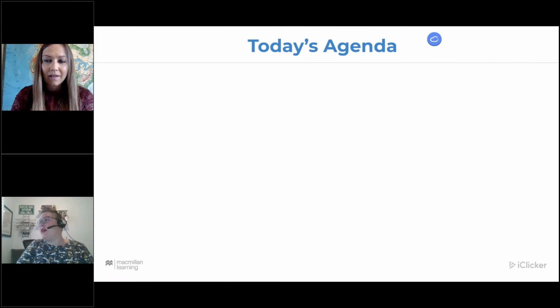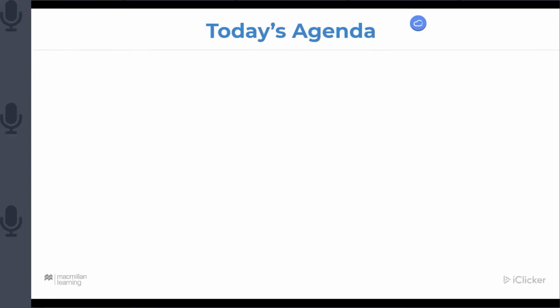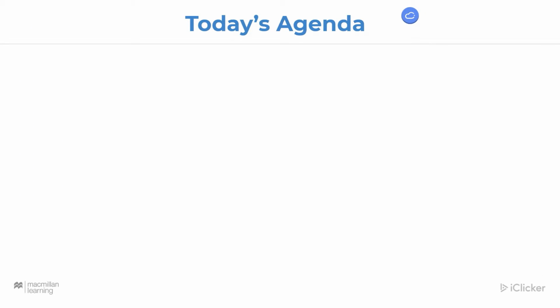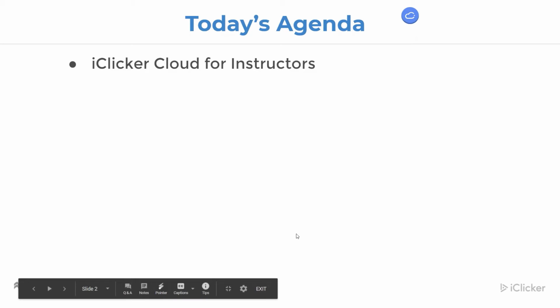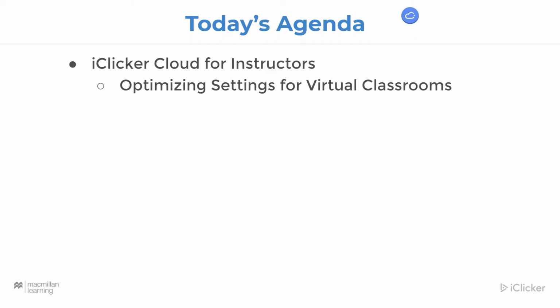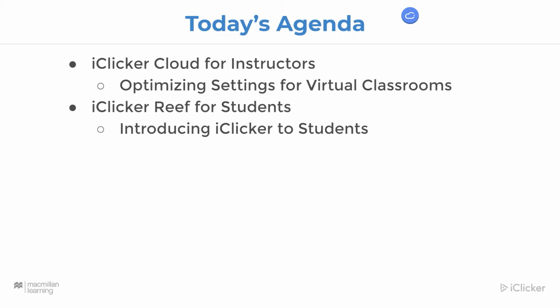Okay, so today, here's what we're going to be covering. First of all, we're going to go over iClicker Cloud for Instructors really quickly, because we know that some of you may not have used the software before. And if you have used the software in the past, we're going to talk about how you can optimize settings for your virtual classroom. You may have been using it in your brick and mortar class, and now it might be time to change a few of those settings to make it something you can continue to use in your virtual classroom setting. We'll talk about iClicker Reef for students, how you can best introduce iClicker to your students so that it's a really minimal lift for you to get them going.